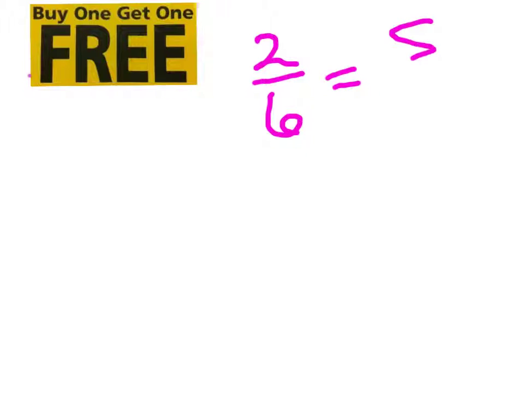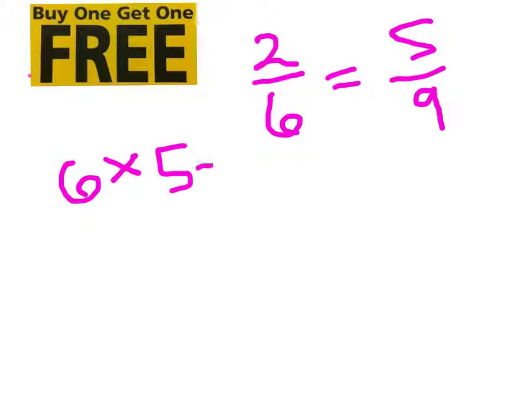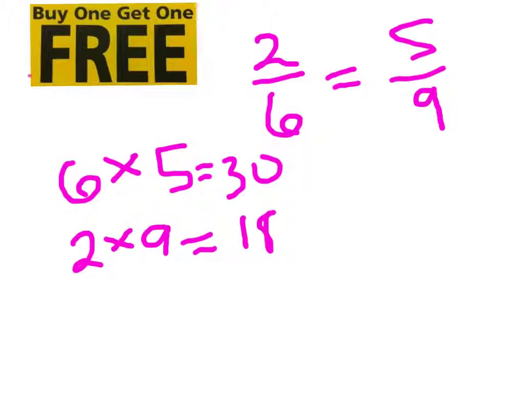Let's try another. 2/3 and 5/9. 3 times 5 equals 15, and 9 times 2 equals 18. The numbers are not equal, so it's not a proportion.